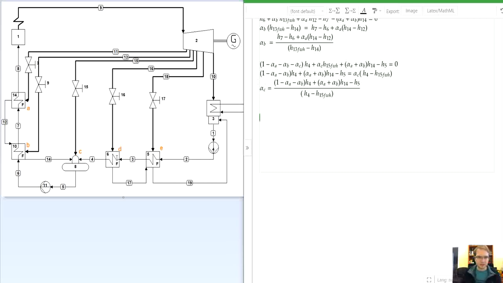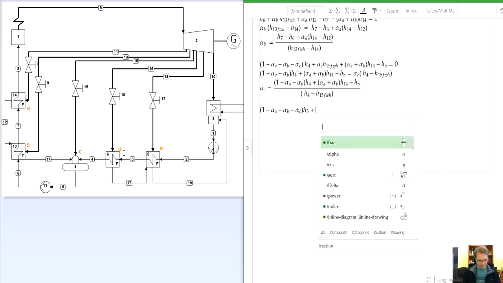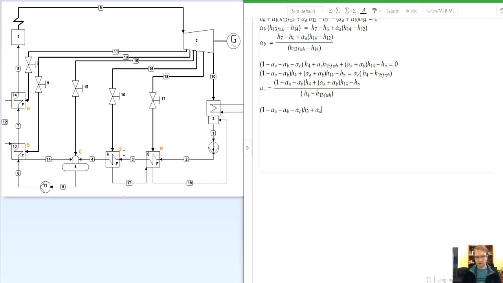Okay, moving on to the feedwater heater D. As we have seen already in the Deaerator, in the feedwater streams, the mass flow rate is 1 minus alpha A, alpha B and alpha C. So this mass flow rate multiplied by enthalpy H3, plus the other inlet, alpha D multiplied by enthalpy H16 FWH.